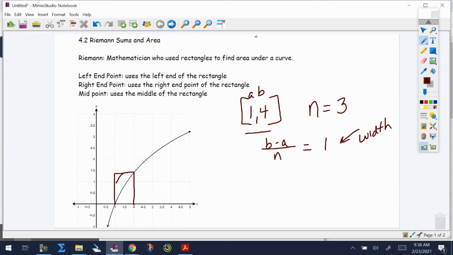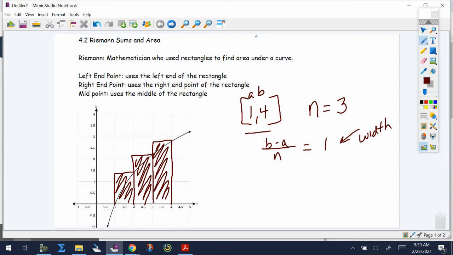So that's going to be my first rectangle. From 2 to 3, I'm going to go from 3 all the way to where I hit the function and then level it off. That's going to be my second rectangle. And then from 3 to 4, I'm going to go all the way to the right side, which is 4, level it off, and that gives me my third rectangle. That is a right Riemann sum because I use the right side of the function to determine how high to go.